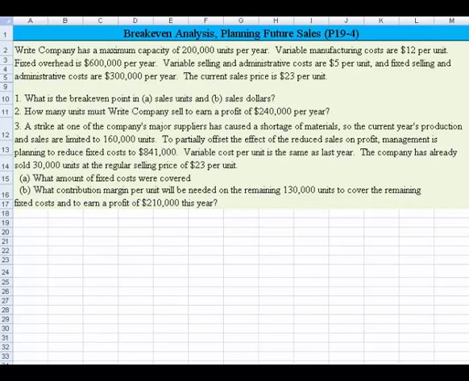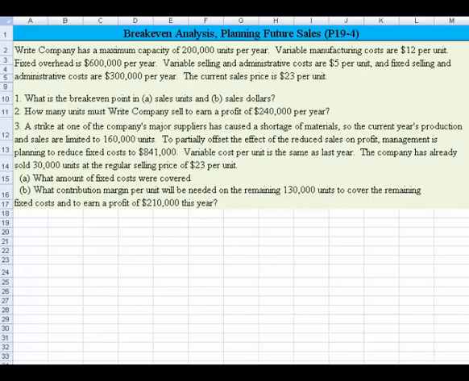Let's take a look at this one. This is a break-even analysis and planning future sales problem. Wright Company has a maximum capacity of 200,000 units per year. Variable manufacturing costs are $12 per unit. Fixed overhead is $600,000 per year. Variable selling and administrative costs are $5 per unit, and fixed selling and administrative costs are $300,000 per year.